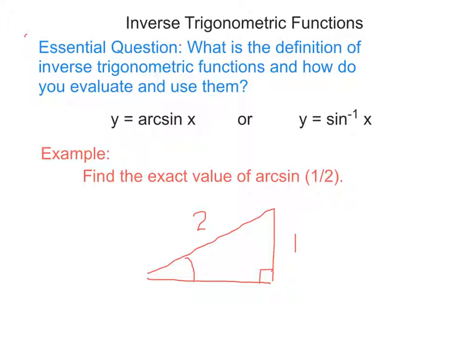All right, so if I think about this, basically what I've got here is a special right triangle, and if the side opposite is 1, the hypotenuse is 2, we can figure out that the third side here is going to be the square root of 3, and the angle in question right now is going to be 30 degrees. So therefore, arc sine 1/2 is equal to 30 degrees.